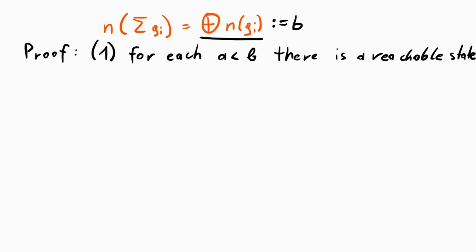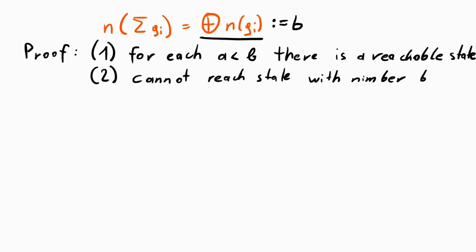So in the combined game that has the number b, I can do a move to reach a state with number a. And in the second step, I have to show that I cannot reach a state with the number b. If these 2 conditions are true, then the number of the combined game is really b, because it satisfies the condition using the max. The max is the smallest non-negative integer that is not in the list, and so each number smaller than the max has to be in the list, and the max itself is not in the list.